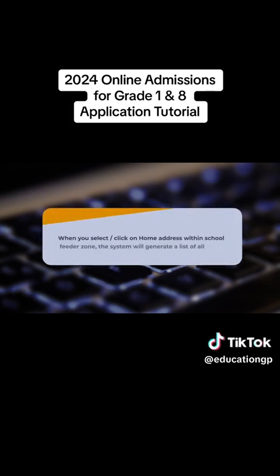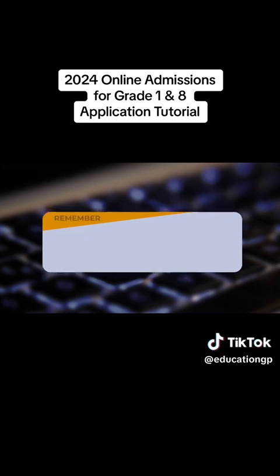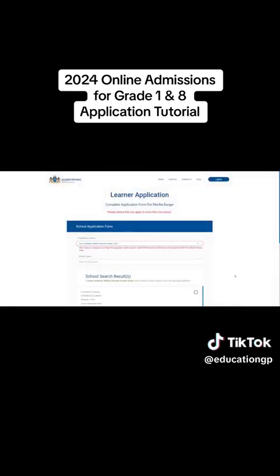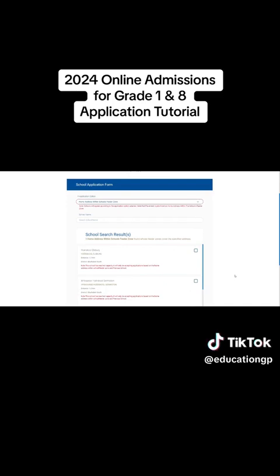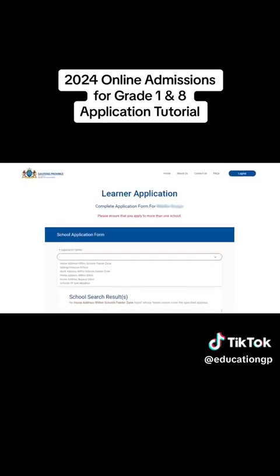Remember, when you select or click on home address within School Feeder Zone, the system will generate a list of all schools with feeder zones that cover your home address based on the address you filled in Step 2. You will be able to select schools from a drop-down list. From the application option field, you can select one of the following application options.